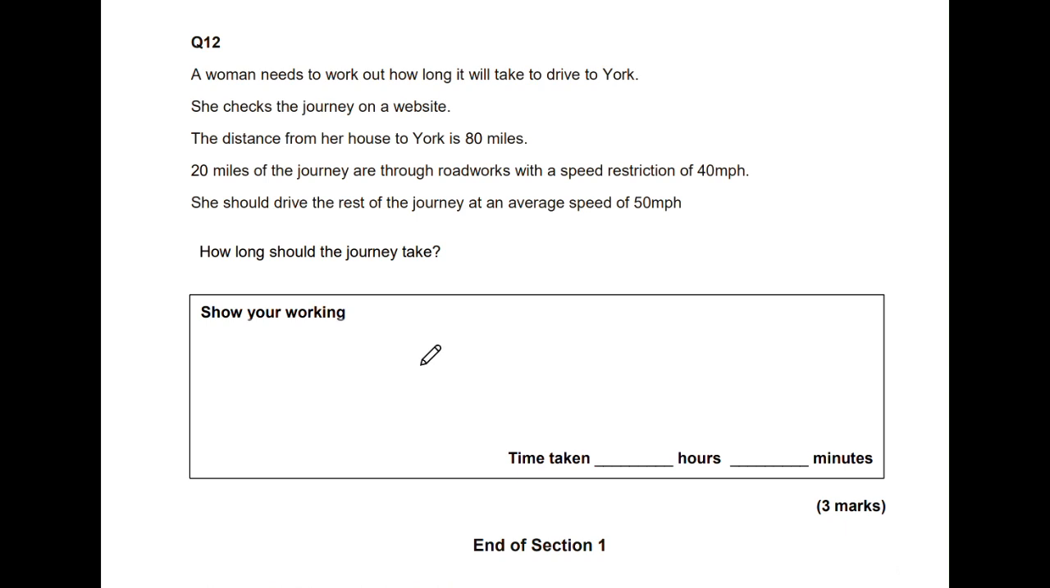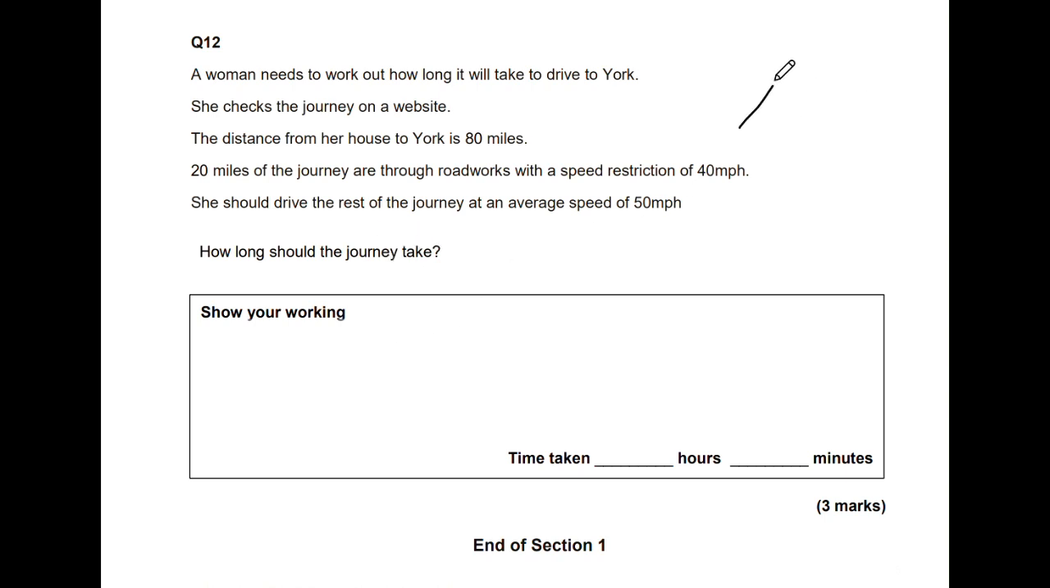Right, final question. A woman needs to work out how long it will take to drive to York. She checks the journey on her website. The distance from her house to York is 80 miles. 20 miles of the journey are through roadworks with a speed restriction of 40 miles per hour, and she should drive the rest of the journey at an average speed of 50 miles an hour. How long should the journey take?